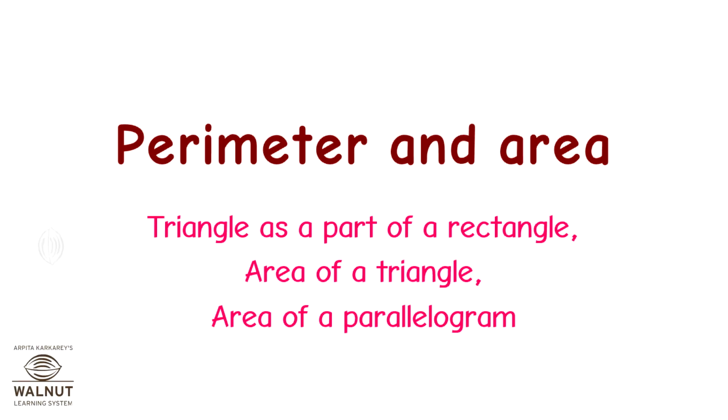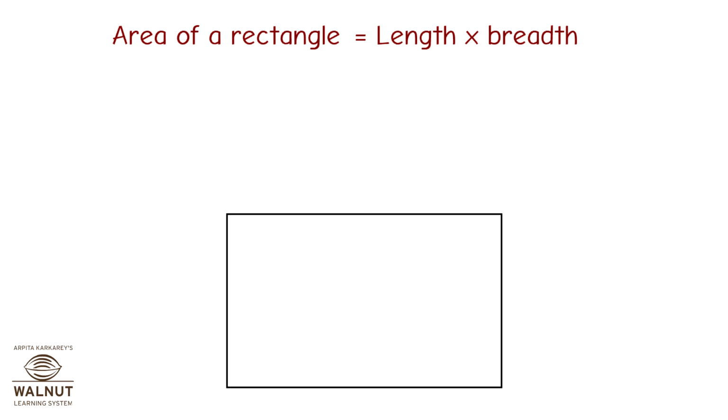Perimeter and area. Triangle as a part of a rectangle, area of a triangle, and area of a parallelogram. Look at a rectangle. What is the area of a rectangle? It is length into breadth.